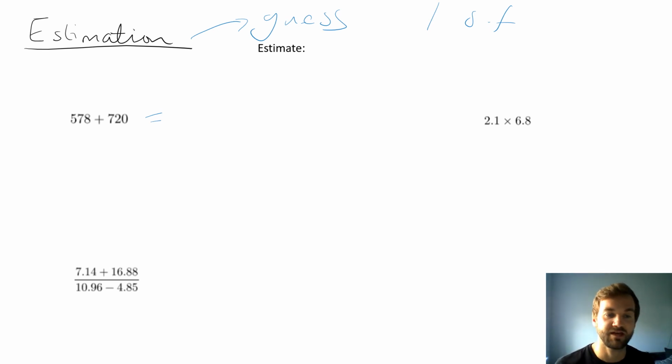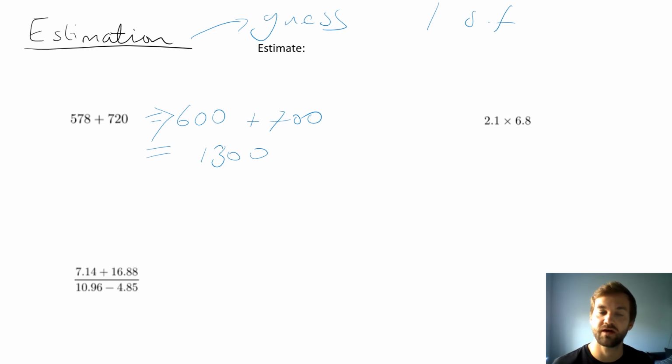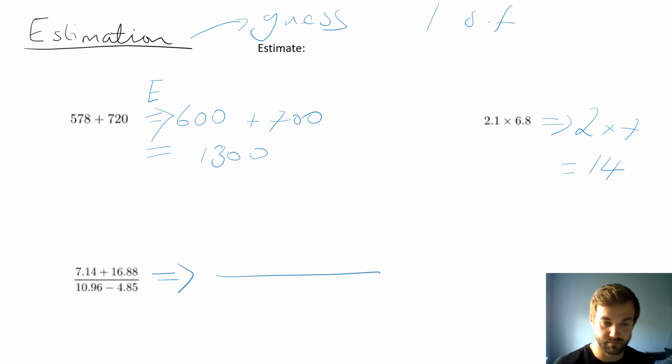So 578 rounds up to 600. 720 rounds to 700, so an estimate for that would be 1300. I'm not going to put equals there. I'm going to put an arrow because they're not equal, are they? I'm going to put an E above the arrow to show I've estimated it. Same over here. 2 times 7, well that's 14, so a good estimate's 14. And for this one down here, 7.14 rounds to 7, 16.88 rounds to 17.